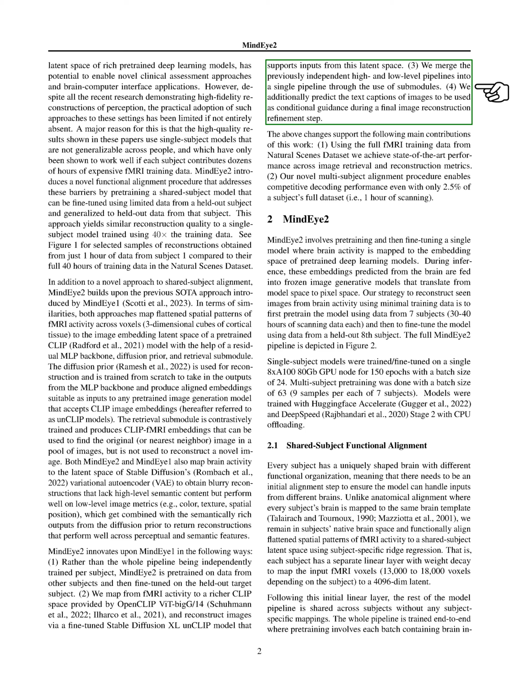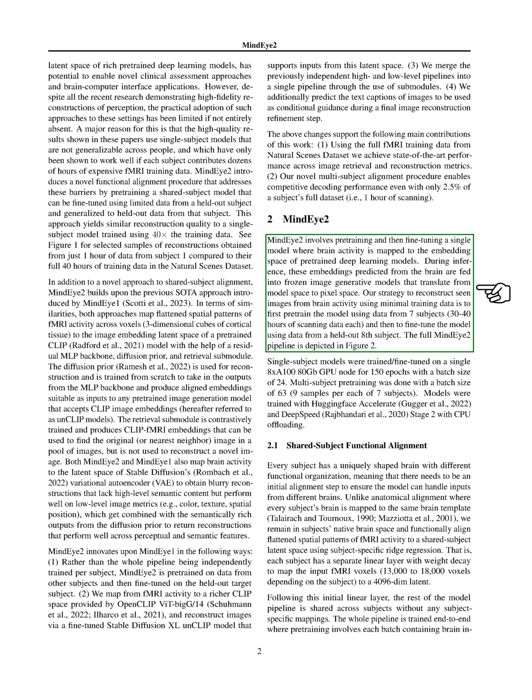Eye2 introduces several innovations compared to Eye1. These include pre-training the model on data from multiple subjects, mapping to a richer CLIP space, merging high and low-level pipelines, and predicting text captions for images during the reconstruction process. These improvements lead to state-of-the-art performance in image retrieval and reconstruction metrics using the full fMRI training data from the Natural Scenes Dataset.